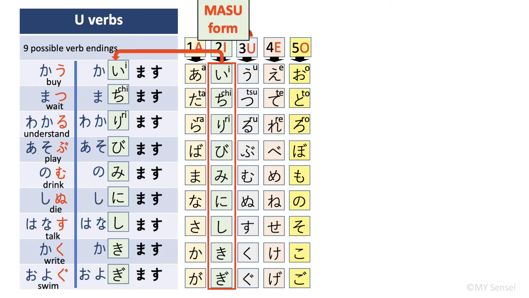By doing so, we are changing kau to its mas form, kaimasu. Now apply the same rule to matsu. So its mas form is machimasu. Now apply the same rule to wakaru. Its mas form is wakarimasu. You can pause the video and practice the rest of the mas forms. The meaning of the short form is exactly the same as its mas form. The only difference is we use the short forms in casual speech and the long forms in polite speech.